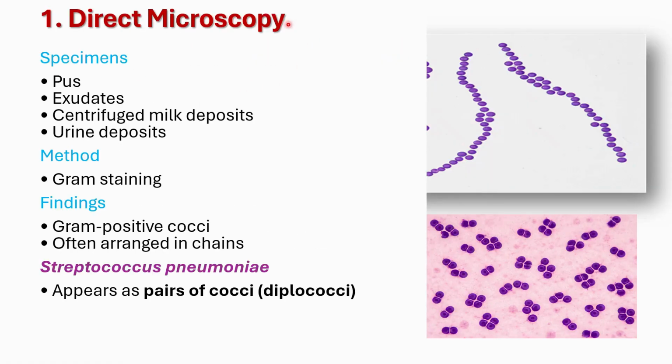First, we will look into direct microscopy. In direct microscopy, smears are prepared from clinical samples such as pus, exudate, centrifuged milk deposits, or urine sediments. The smears are fixed and stained using the Gram staining procedure. Under the microscope, the streptococci appear as gram-positive cocci arranged in chains, especially when observed from broth culture or infected tissues. Streptococcus pneumoniae will appear as pairs of cocci, that is diplococci.